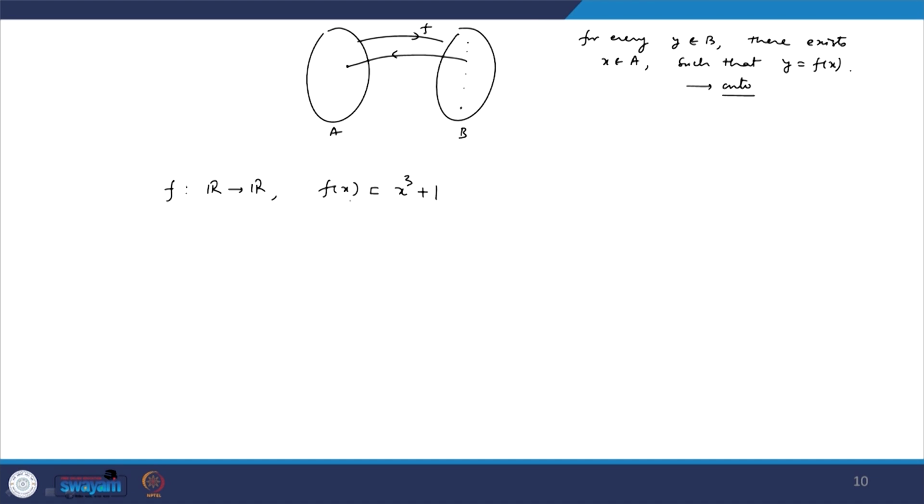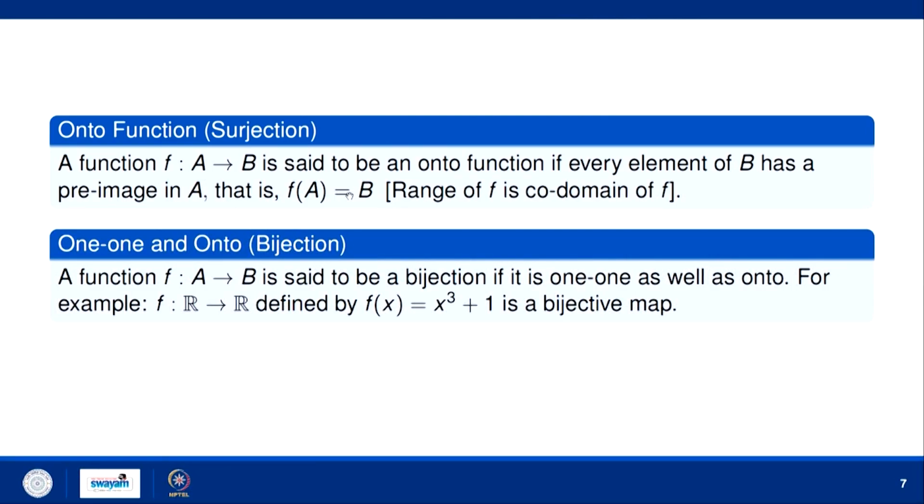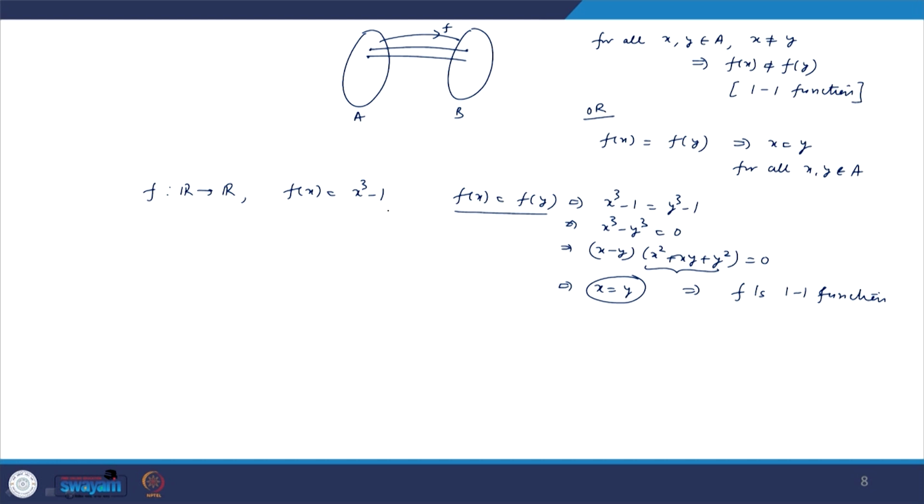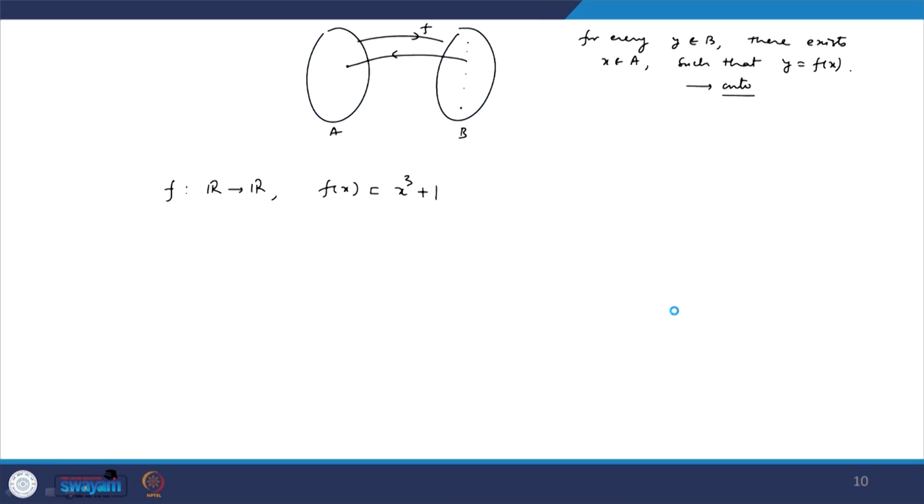Now, we have already shown for x cube minus 1, and in the same way we can show for x cube plus 1 also that this function is a 1-1 function. So f is a 1-1 function. I am directly writing here. You can follow the same lines as we did earlier to show that x cube plus 1 is a 1-1 function. Now, how can we show that it is an onto function?